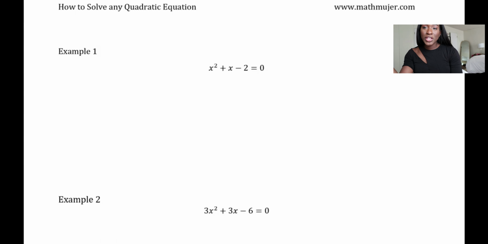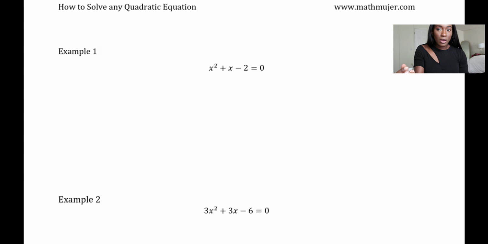So now that we have seen all this information about the discriminant, what it tells us, what kind of solutions we can expect, and what methods we can use, now we're ready to start looking at some examples. In our first example, we have x squared plus x minus 2 equals 0. Before we even get started with this example, I want to point out that in all the examples in my video, I'm going to have 0 on one side of the equation.